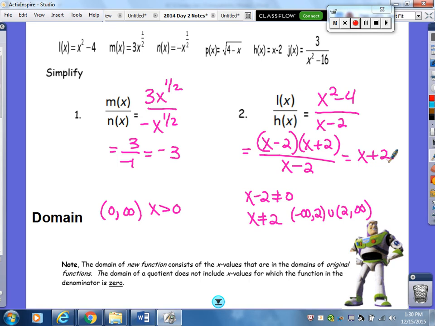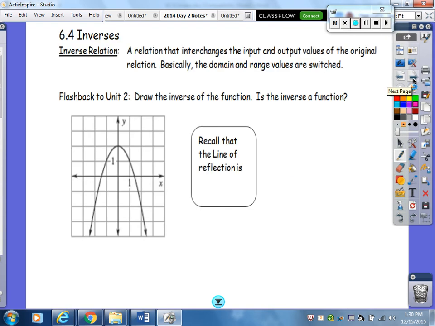Okay. All right, so next we're going to look at inverses again. Now remember, an inverse relation is a relation that interchanges the input and output values of the original relation. Basically, the domain and range values are switched. So let's flash back to Unit 2. We've done this graphically already.